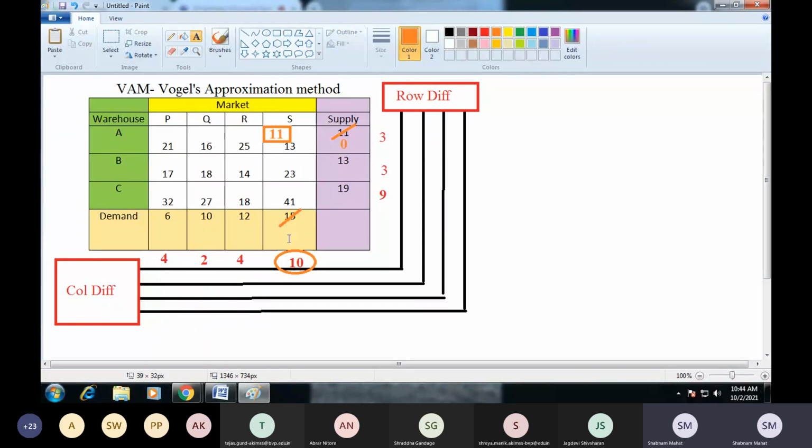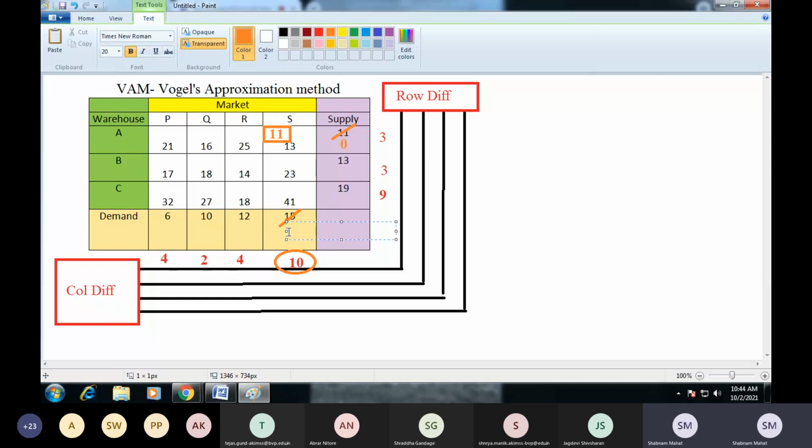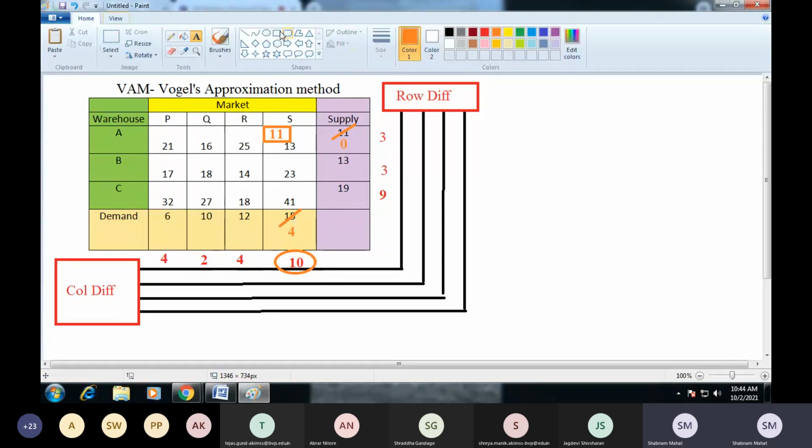So 15 minus 11, remaining demand for my market S is now 4. Now you know that when we fulfill total supply or total demand, at that time we have to remove that row or column from our consideration. So this row, which belongs to warehouse A, is now removed from our consideration. We can't consider that row for further calculation, further row differences and further allocations.